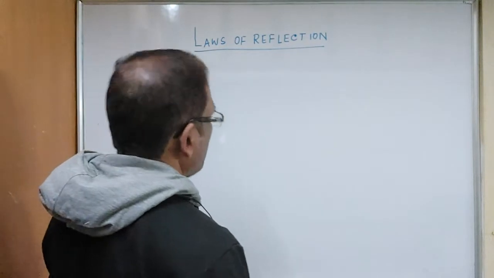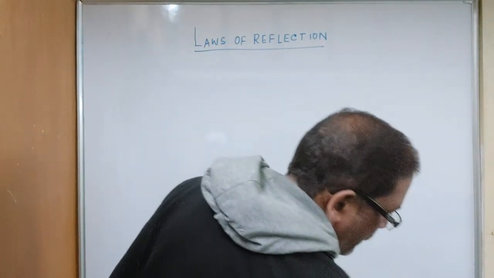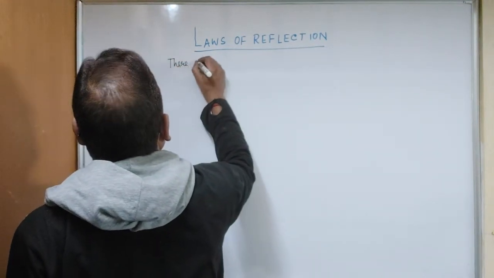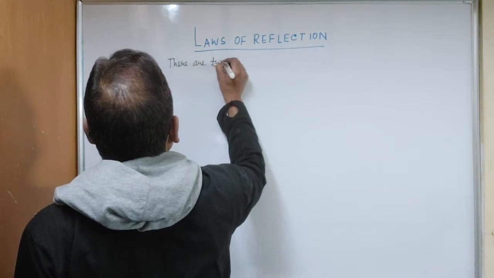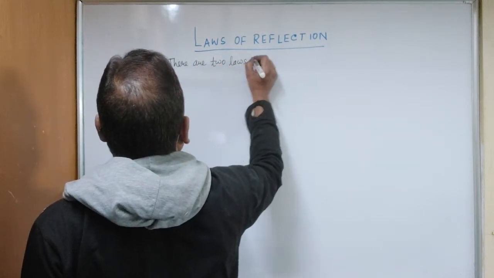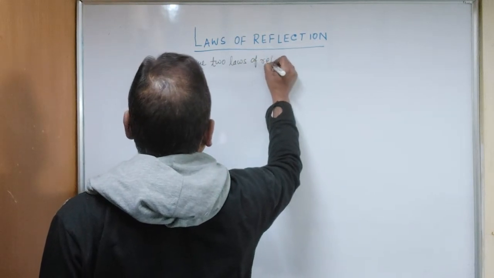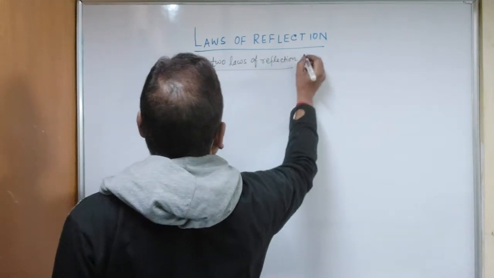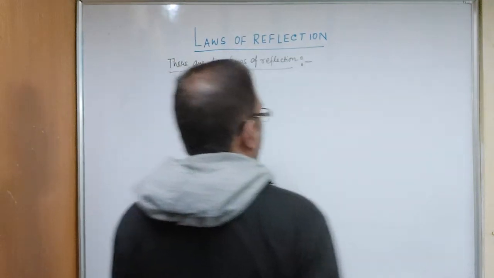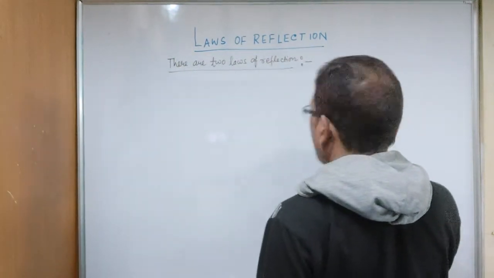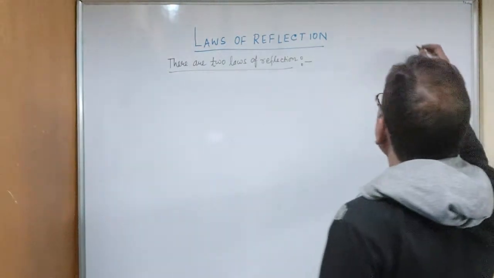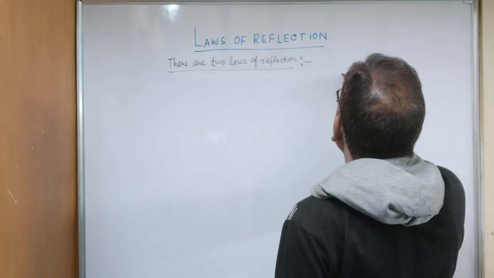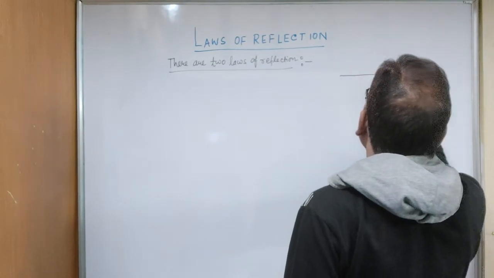So what is reflection that we have learned? Now, laws of reflection. So write, there are two laws of reflection. And before writing the laws, draw this figure.